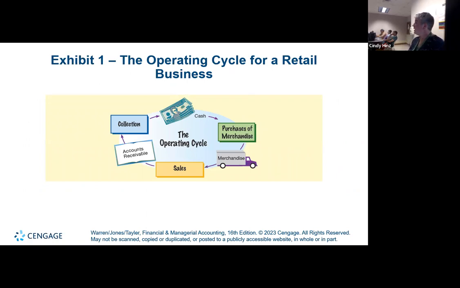So the operating cycle for a merchandising company, which again is the focus of our work this semester. In managerial accounting, which for most of you will be next semester, we shift our focus to manufacturing companies. But what you see on the screen right now is the operating cycle for a merchandising company. We call this from cash to cash.